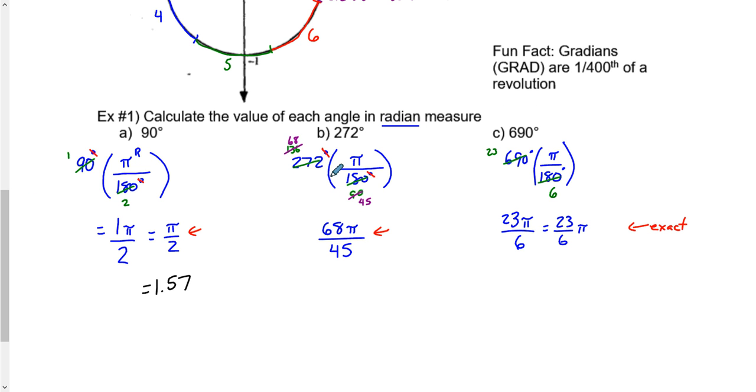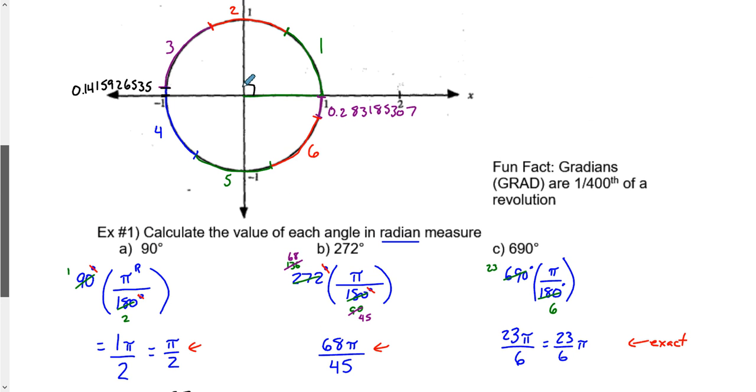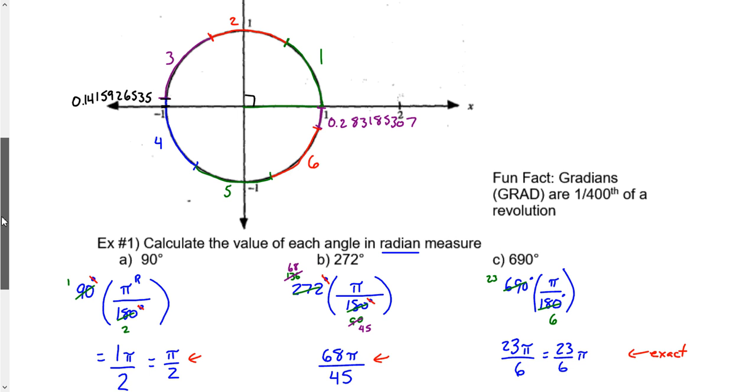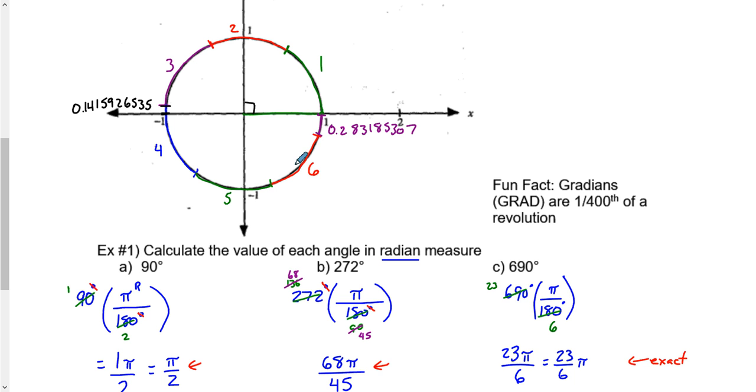Let's see, 272. Well, 272 would put us about just on the right-hand side of our y-axis over here. So it's going to have to be 5 point something, and it's probably on the higher end. So if we took 68 pi and divided by 45, oh, sorry, not 5, 4 point something. And yeah, it comes out as 4.75 radians. Yeah, 5 would be putting into here. Wow.